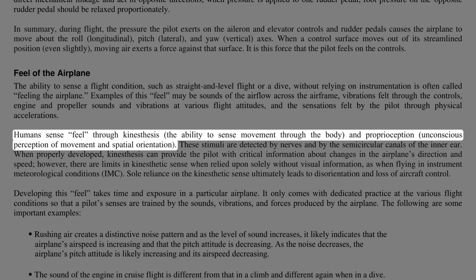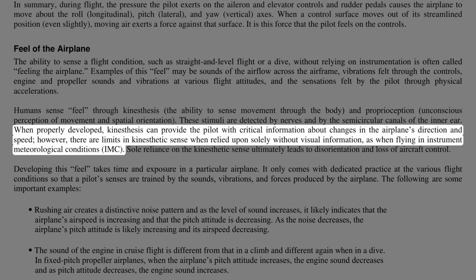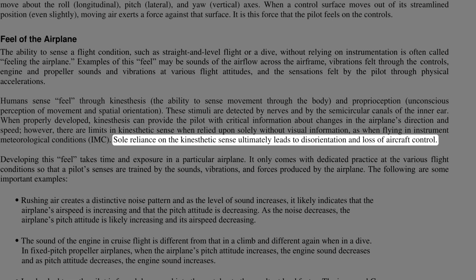Humans sense, feel, through kinesthesis, the ability to sense movement through the body, and proprioception, unconscious perception of movement and spatial orientation. These stimuli are detected by nerves and by the semicircular canals of the inner ear. When properly developed, kinesthesis can provide the pilot with critical information about changes in the airplane's direction and speed. However, there are limits in kinesthetic sense when relied upon solely without visual information, as when flying in instrument meteorological conditions, IMC. Sole reliance on the kinesthetic sense ultimately leads to disorientation and loss of aircraft control.